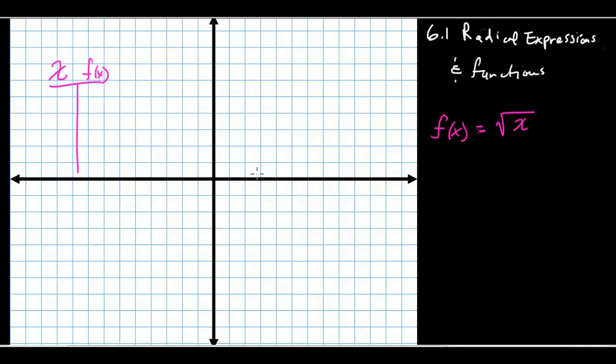Let's take a look at a radical function. Let's try doing the function f of x is equal to the square root of x. And so we'll put replacement values for x, and then we'll graph that and see what a radical function looks like. So let's start with the f of 0.